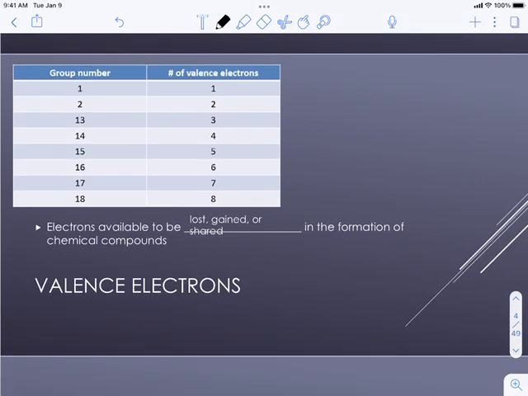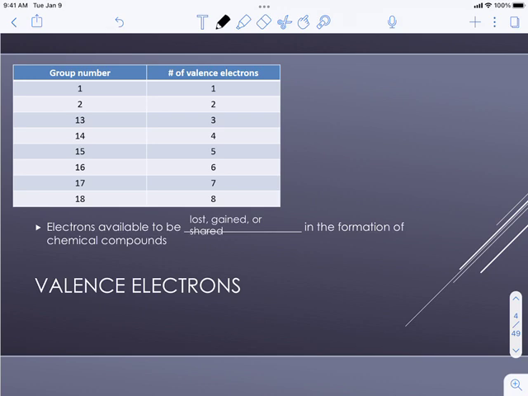Valence electrons are a very important part of chemical bonding because these are the electrons that are available to be lost, gained, or shared when you're actually making or forming a compound. So anytime you are bonding or creating a compound between two or more elements, it is dealing with the valence electrons. In order to determine the number of valence electrons, it is not a hard process.